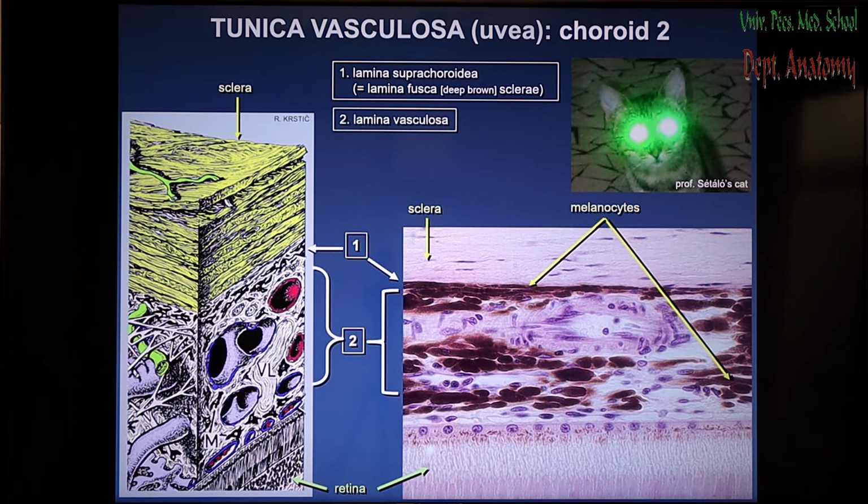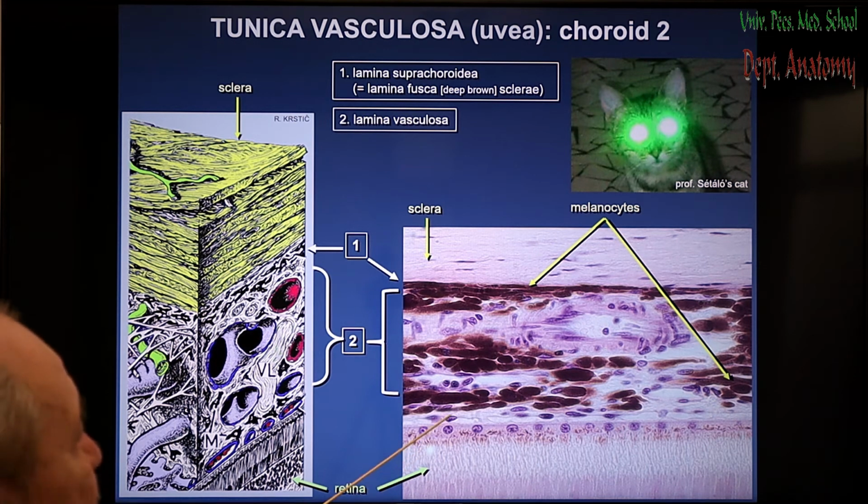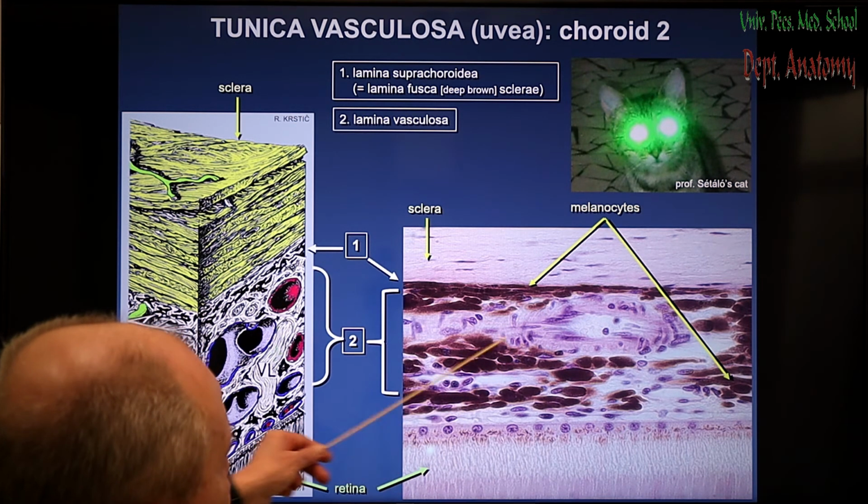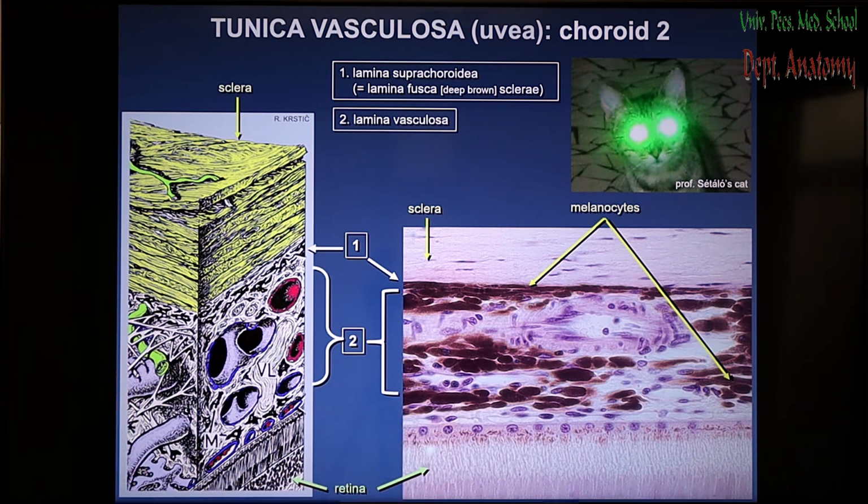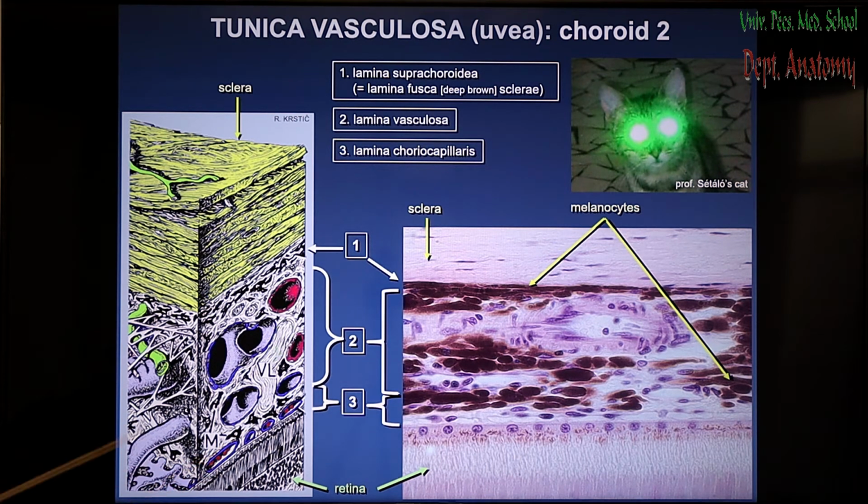Deep to it, the lamina vasculosa comes. So tunica vasculosa has a lamina vasculosa containing many vessels. These belong to the medium-sized or even smaller arterioles and venules, someone can recognize. So that's where the vessels are distributed. Here venules, you can see arterioles, you can see, and these finally branch in an inner sublamina of the choroidea, and that is called the choriocapillary layer, or lamina choriocapillaris, indicating that these ones are really capillaries here.